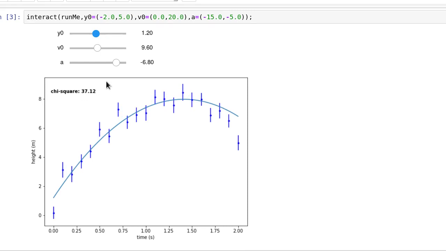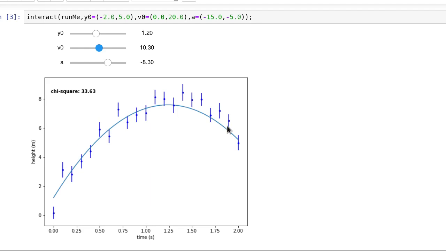I expect chi-square to be, in this case, I have 20 data points. I expect chi-square to be about 20. 37, well, that's a little bit bigger than 20, but not horrible. And it looks like I'm actually doing a pretty good job at the beginning. But it turns out that you can do better here. If I make the acceleration a bit higher, make the initial velocity a little bit higher, overshot, now we're down to 33 for a chi-square. This is starting to look like a pretty reasonable fit.